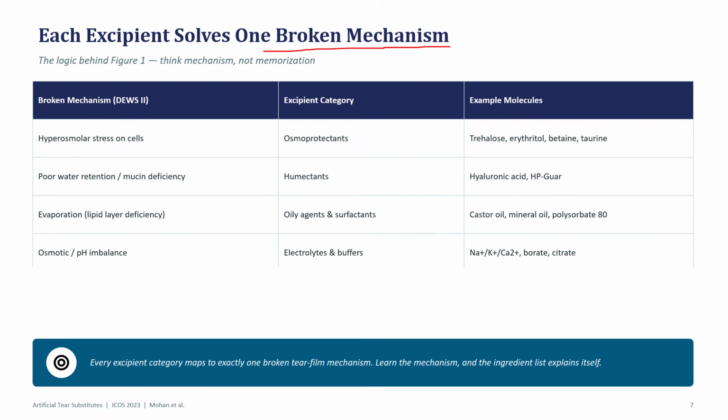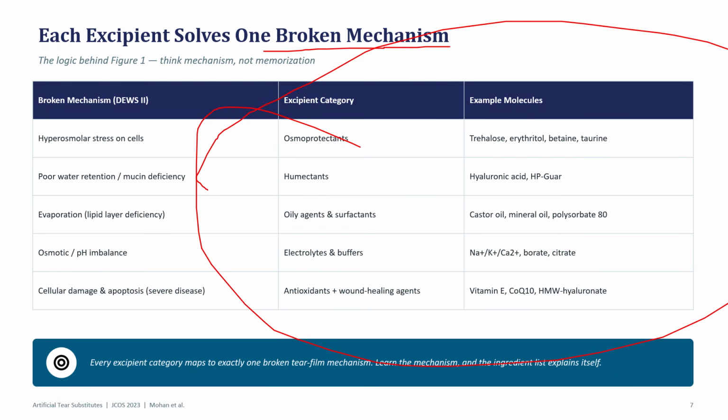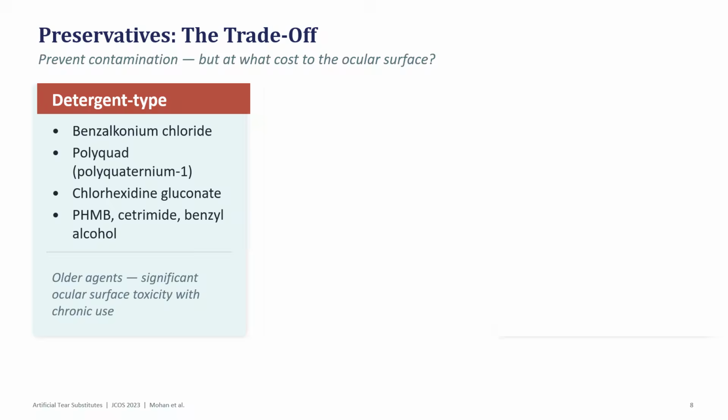Then you have the osmotic and pH imbalance, which is tackled by the electrolytes and buffers like borate, citrate, sodium, potassium and calcium. Then the cellular damage is tackled by the antioxidants and wound healing agents, vitamin E, CoQ10 and high molecular weight hyaluronate. So every excipient category maps exactly to one broken tear film mechanism. If you learn this mechanism, which is very important, the ingredients don't make you panic.